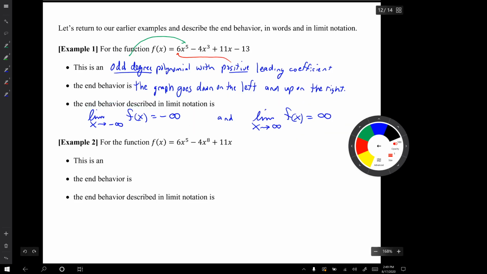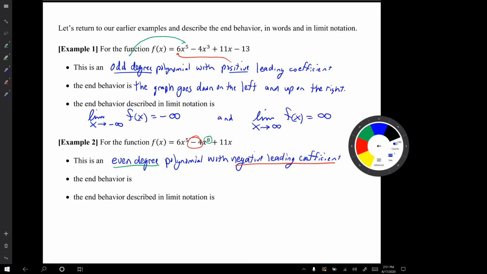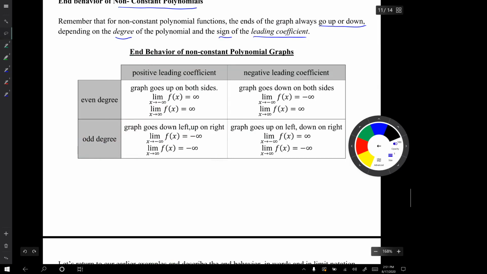Okay, let's do another one. For this function, f of x equals 6x to the 5th minus 4x to the 8th plus 11x, this is an even degree polynomial with negative leading coefficient. So what's the end behavior? Well, let's go up to our table and see. Even degree polynomial, negative leading coefficient. An even degree polynomial with negative leading coefficient goes down on both sides and has limit behavior described by these symbols.